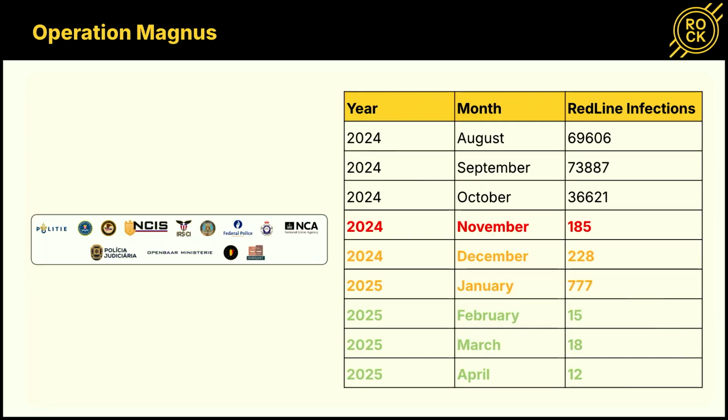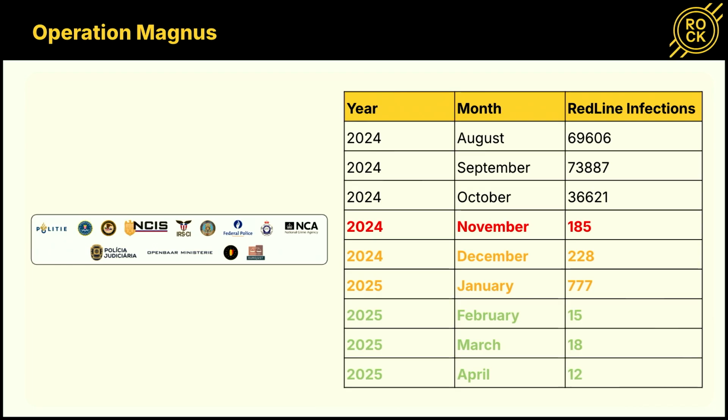But at some point, law enforcement agencies said, enough, this is enough. And last year we saw something called Operation Magnus. This is a joint operation between a variety of law enforcement agencies, and it led to the closure of the Redline Infostealer operation. Redline was one of the most notorious ones. As you can see, in 2024, it was continuously on the rise. Then the operation happened, and you can see that the number of infections significantly dropped.